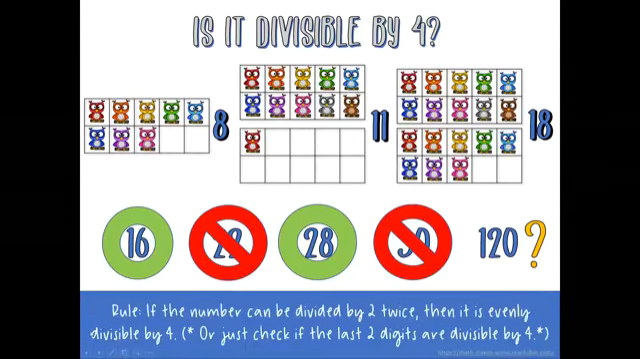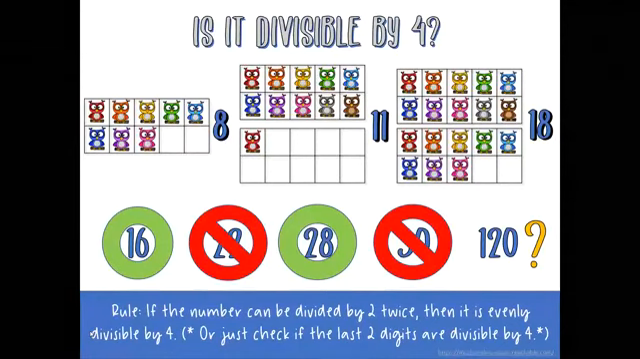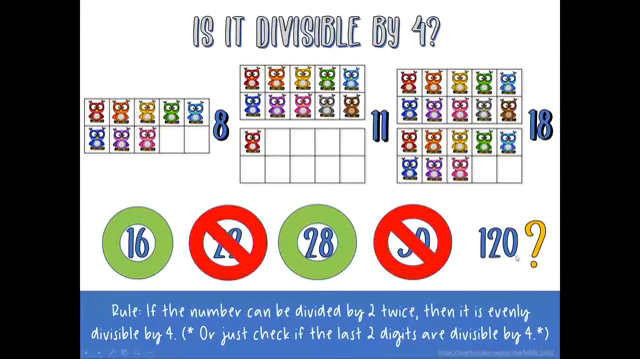Okay, so here's our rule. If the number can be divided by 2 twice, then it is evenly divisible by 4. Okay, and then once you get up into really big numbers and doing that in your head is hard, here's a secondary trick. You can just check if the last 2 digits in your number are divisible by 4. Okay, so let's check here. We can just check the last 2, 20. We know that 20 is divisible by 4, so the whole entire number is. And then if you don't know, just check your last 2 digits. Can you break it in half once and then break that number in half again?